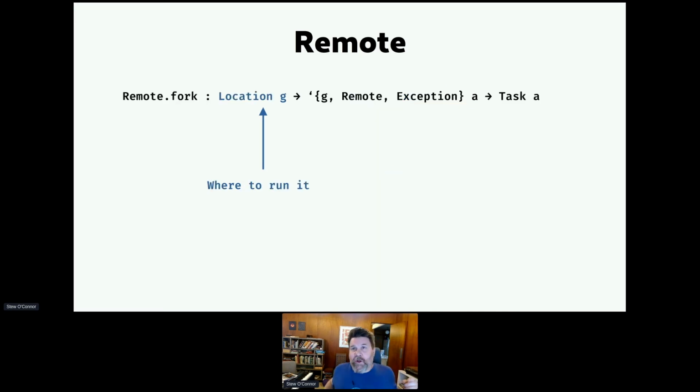All right, so let's go back to that location argument from our fork function. What is that argument? A location is a logical location of a running node inside your cluster where we might want to run a computation. All right, but how do you get your hands on a location? There are a couple of ways.